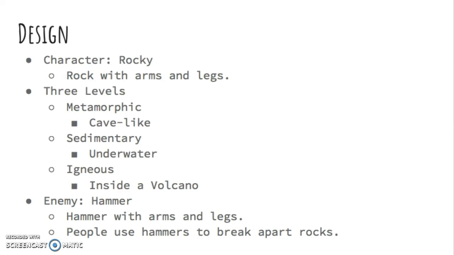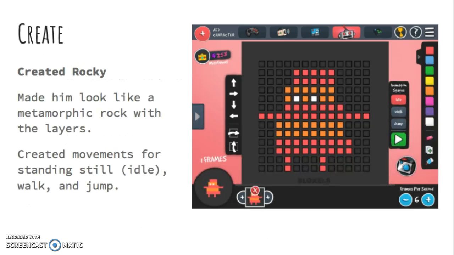So I came up with the design for mine. I have Rocky, and then we had the 3 levels. So we had a metamorphic level that would be more cave-like, sedimentary that would be underwater, and igneous, which would look like it's inside of a volcano. So then I created Rocky on the app. I made him look like a metamorphic rock with all the layers, and then I had to create movements for him for standing still, walking, and jumping.